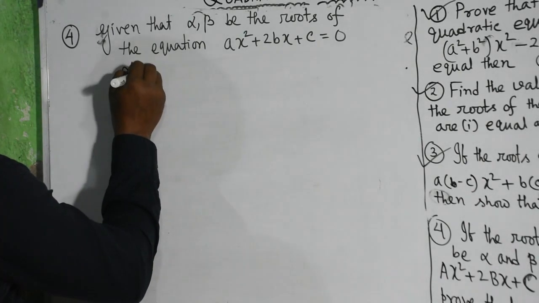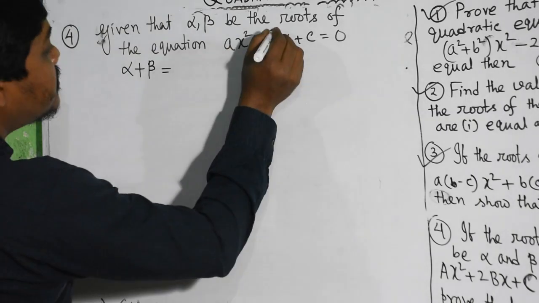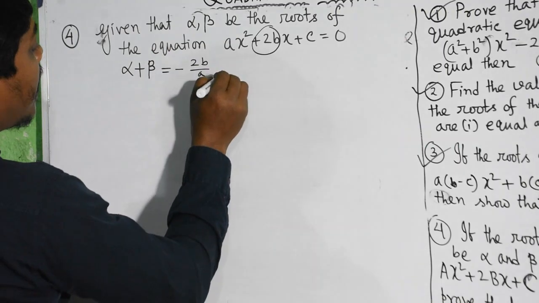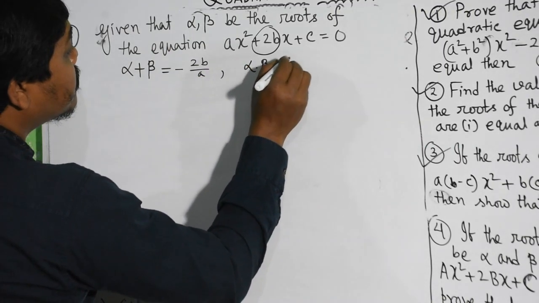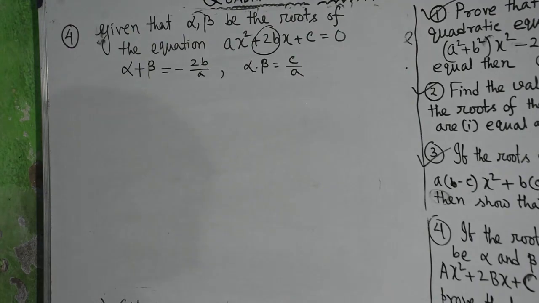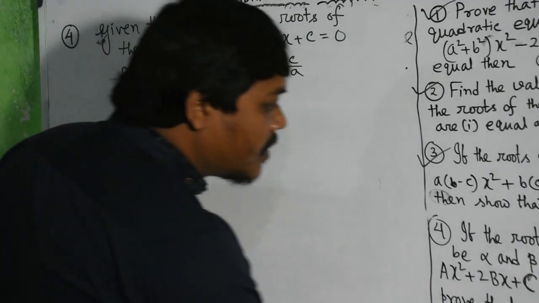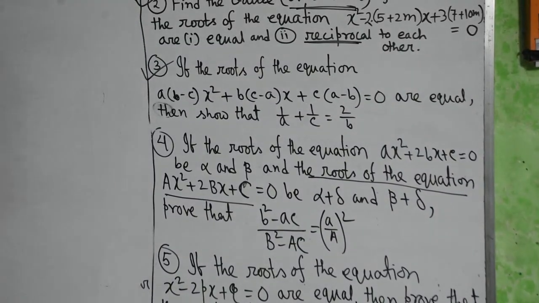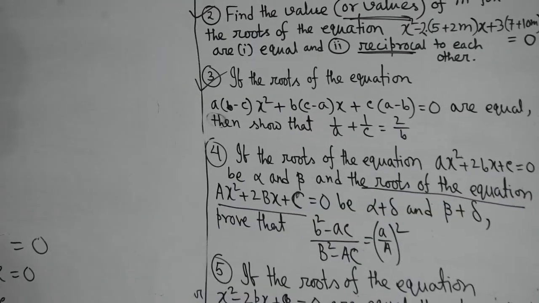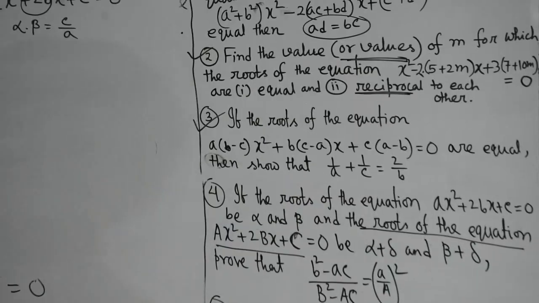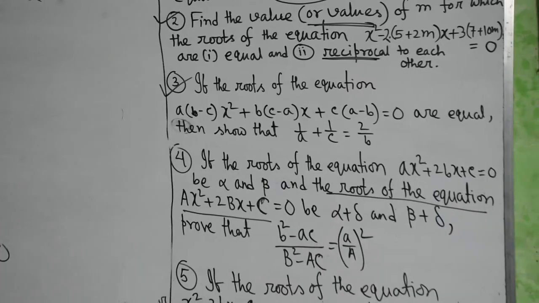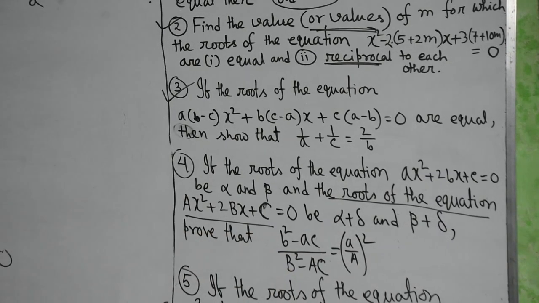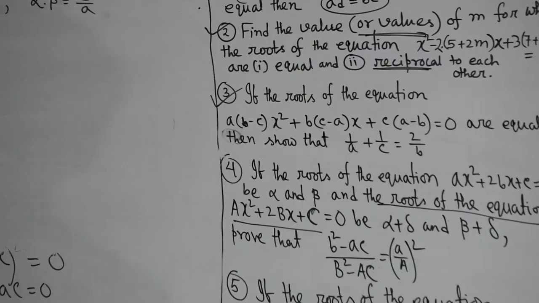So what about alpha plus beta? Alpha plus beta equals minus 2b by small a, and the product of the roots alpha dot beta equals small c by a. And another part also given, the roots of the equation capital Ax square plus capital 2bx plus capital C equals to 0 be alpha plus delta and beta plus delta. Then prove that small b square minus ac by capital B square minus capital AC equals small a by capital A whole square.